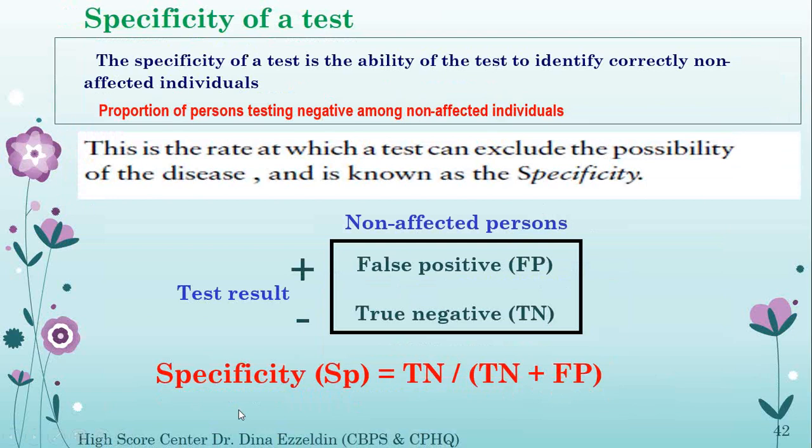How to calculate specificity? Specificity searches for the negative. So true negative divided by the sum of true negative and false positive. True negative is negative in the real. It's in real negative, but my test wrongly gave me the result as positive, so I call it false positive. So it is true negative divided by true negative plus false positive.